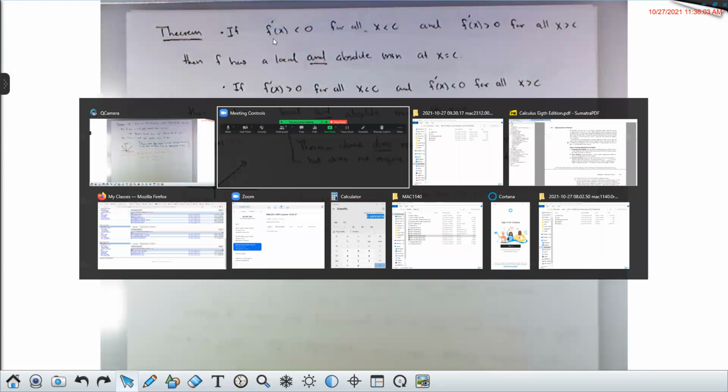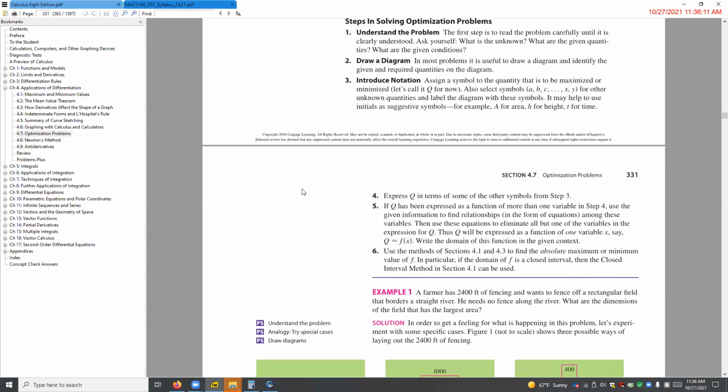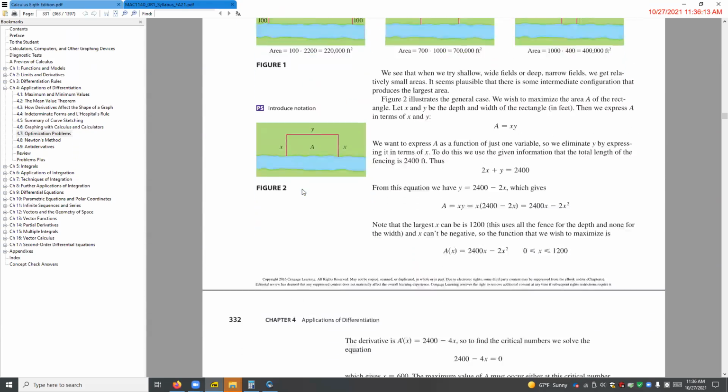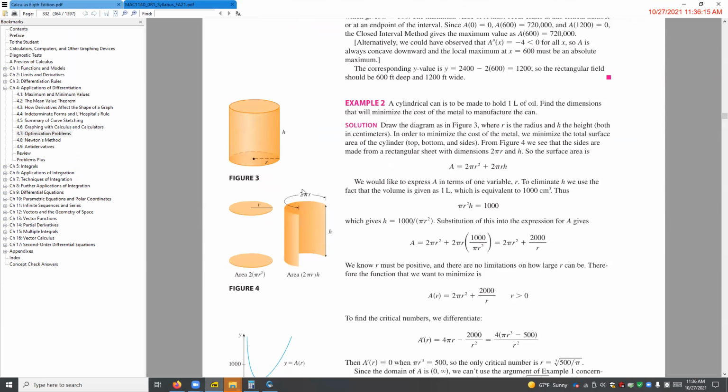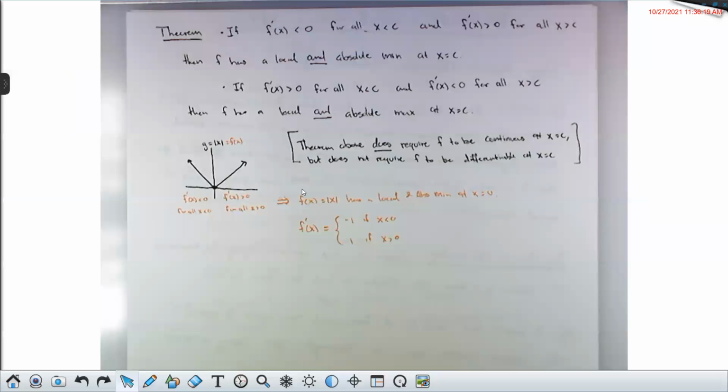Let me show you an example here. If the domain is a closed interval, it would need to include the endpoints, but this is an open interval, so it does not include the endpoints, right? Don't overthink it. If we're increasing everywhere to the left and decreasing everywhere to the right, then that has to be an absolute max, regardless of whether we're interested in endpoints or not.